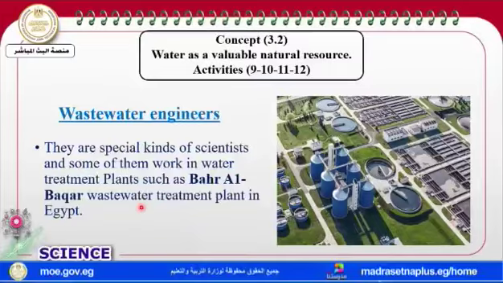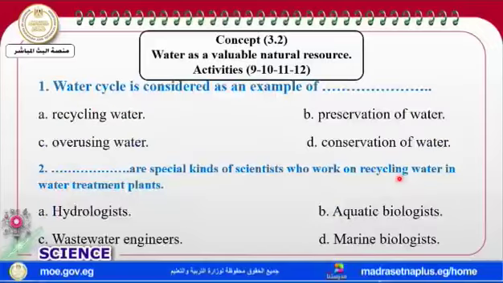So, my dear students, what is the role of the wastewater engineer? Here they reuse the water and remove the waste product from it. If the wastewater engineer removes the wastes from the water, it will be treated water, and this treated water will be used again for many purposes like irrigation. Okay, now my dear students, let's solve the following questions to check your understanding.